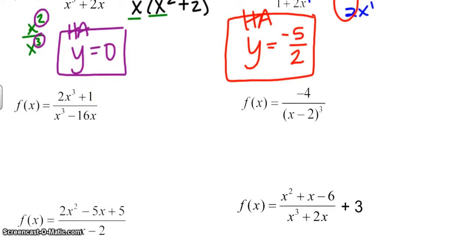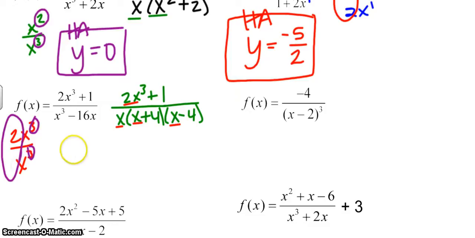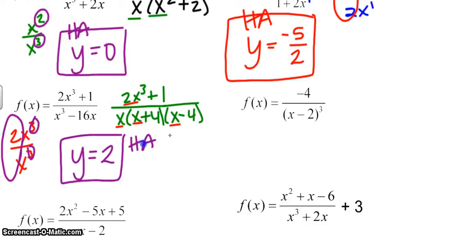Simplifying this one, the top's not going to factor at all. So 2x to the third plus 1 over, here I can take out an x, and this is going to be x plus 4, x minus 4. But nothing cancels out. So again, this is going to be x to the third power, and this is going to be 2x to the third power. These are even. So my horizontal asymptote is going to be at 2 over 1, which is just 2.